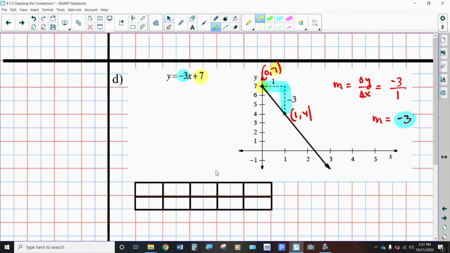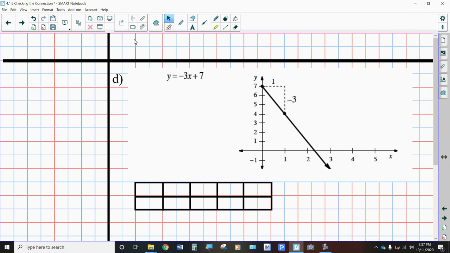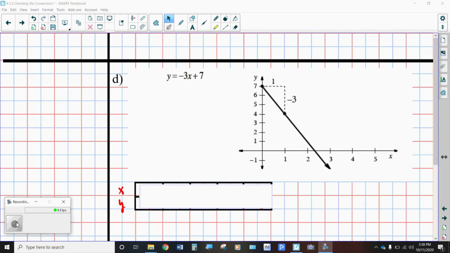So go ahead, complete this graph. I'm going to delete everything here. Go ahead, copy this rule down, copy this graph down, and then complete the table. Go ahead and pause, and when you're done with everything, unpause, and we'll check. All right, let's take a look.